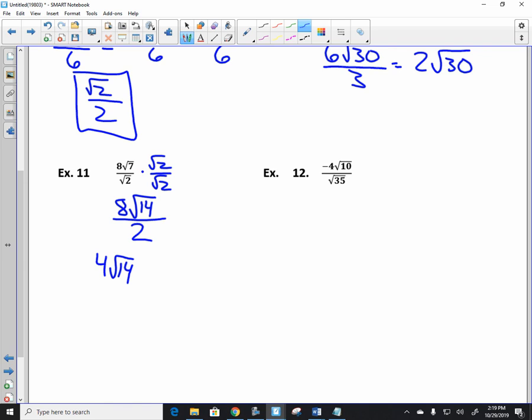Or number 12, does it bother anybody else that you would multiply the top and bottom by the root of 35? What I don't like is trying to deal with the square root of 350. So I'm going to show you a way around this. This is a really, really good option for working with square roots.